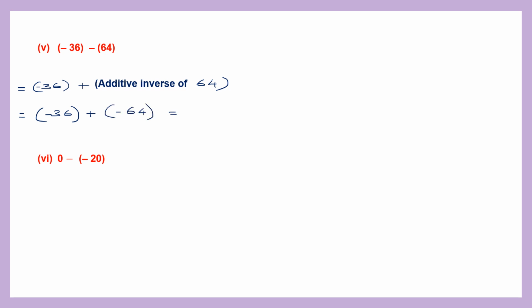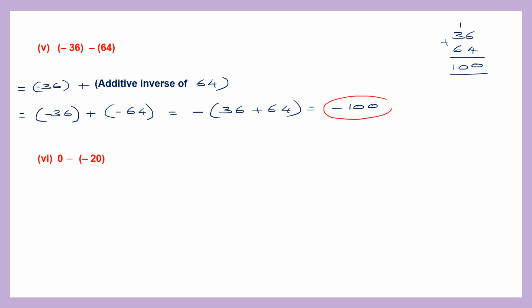Now we add these two. Again, we are adding two negative integers. Signs are the same. So we put the same sign and we add 36 plus 64. Let's add up 36 and 64. 6 plus 4 is 10. Carry 1. 3 plus 1 is 4. 4 plus 6 is 10. So that's 100. So here we have negative 100. And this is our answer, negative 100.